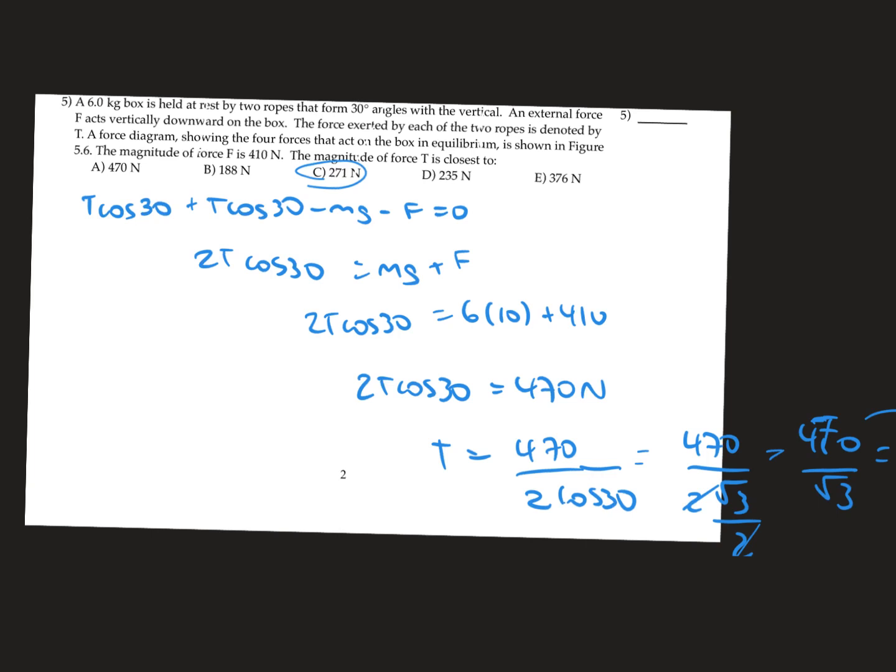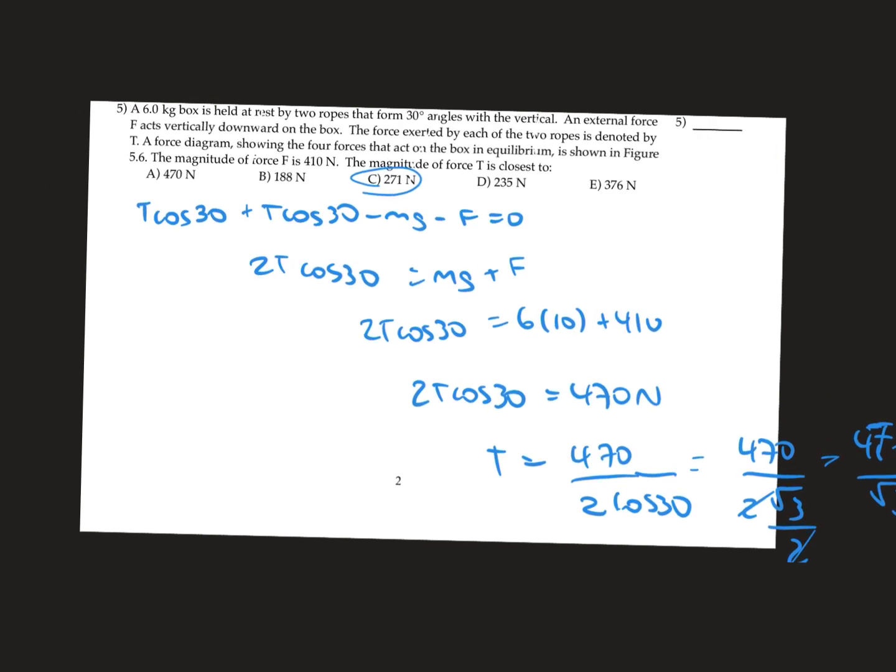The next problem says the following. A 6 kilo box is held raised by two ropes that form 30 degree angles with the vertical. An external force F acts vertically, keyword is vertically, downwards on the box. Then the force exerted by each of the two ropes is denoted by T. A force diagram showing the four forces that act on the box in equilibrium is shown in the figure.